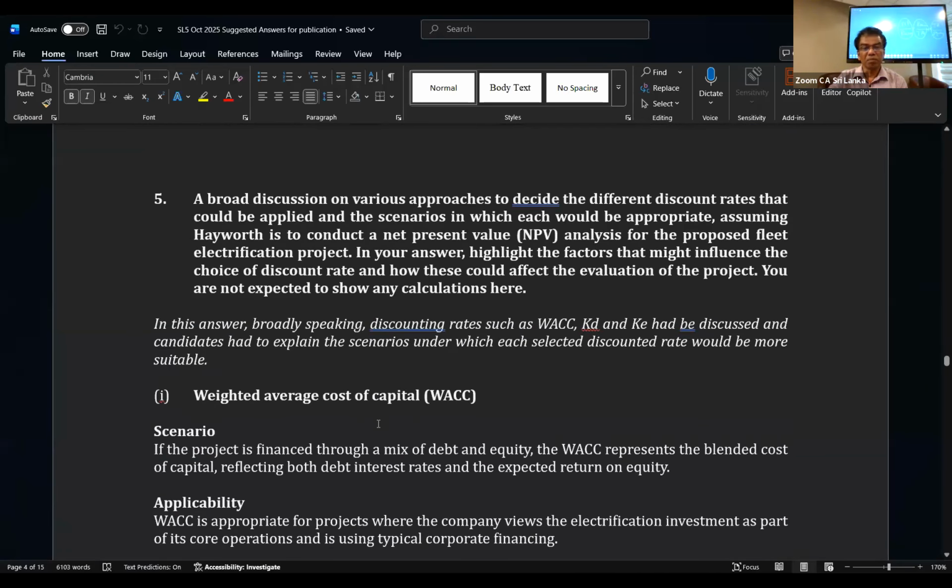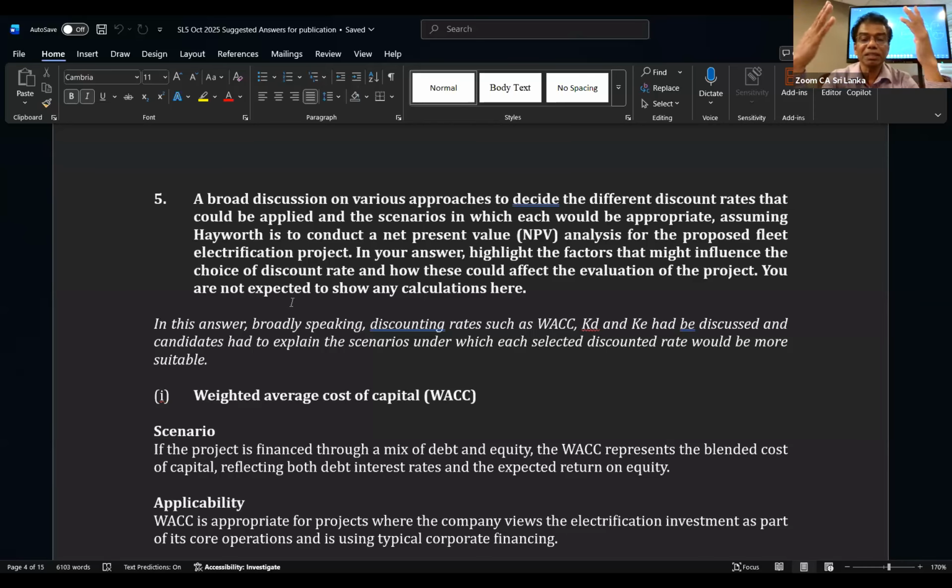So these are the questions. This is for a board discussion on various approaches to decide the different discount rates that could be applied, and the scenario in which each would be appropriate, assuming Haworth is to conduct a net present value analysis for the proposed fleet electrification project. In your answer, highlight the factors that might influence the choice of discount rate and how these could affect the evaluation of the project. You are not expected to show any calculation here.